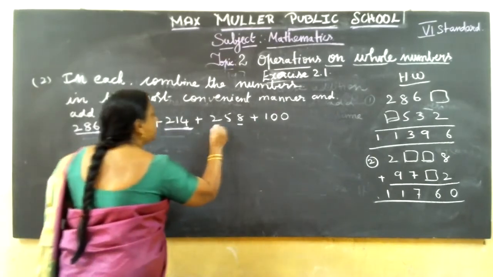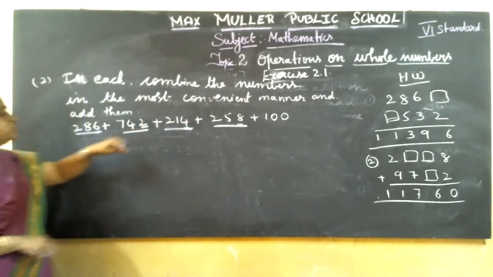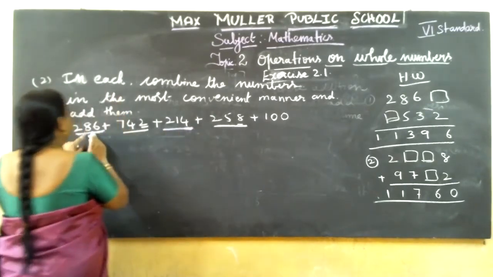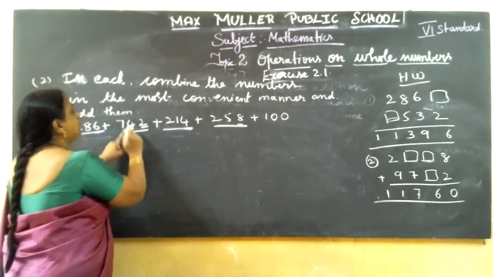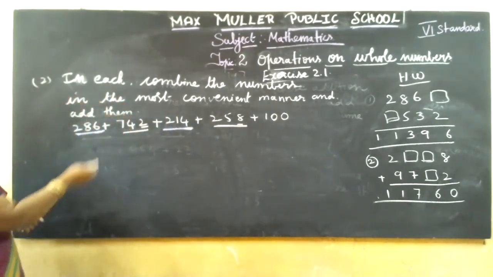You can use a color pencil while copying in classwork. These two are one group. See here, I use color. These two are one group. That means you add these two numbers first, then these two numbers next, then you add 100. Then you can do it easily.